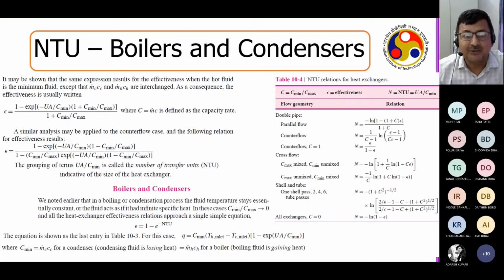So for NTU, you will find different types of correlations available. I've just given you these examples. This is for parallel flow, counter flow. A large number of experiments have been done. There is enough literature for one pass, two pass, three pass. These are relations for the heat exchanger. Most probably this is for double pipe. This is for shell and tube. So a number of correlations are available based on different experiments, for the effectiveness factors and number of transfer units.